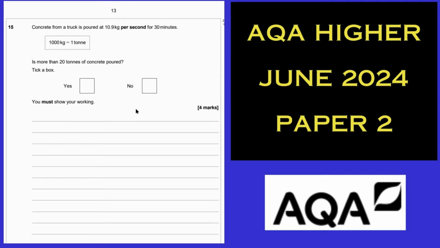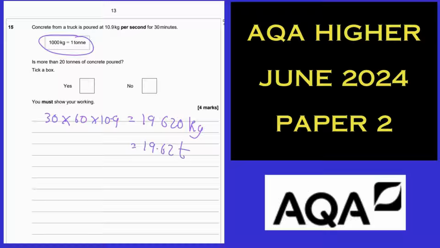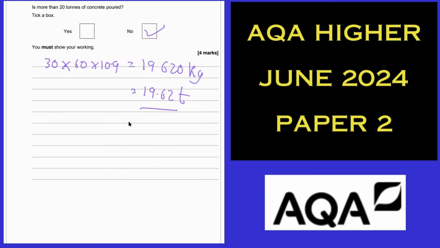Number 15, calculators at the ready. 30 minutes. How many seconds is that? Times it by 60. If it does 10.9 per second, times it by 10.9, and that will tell you that in 30 minutes, 19,620 kilograms of concrete is poured. Divided by 1,000, and there we go. Is more than 20 tons of concrete poured? It's not. It's close, but it's not.